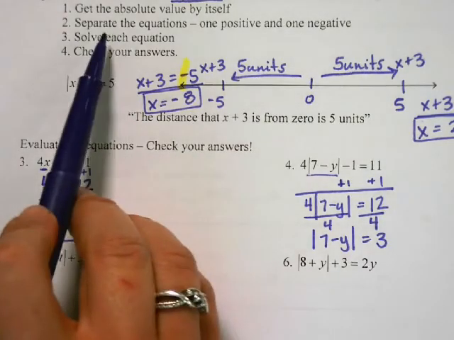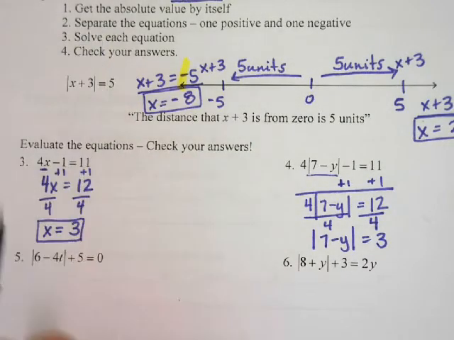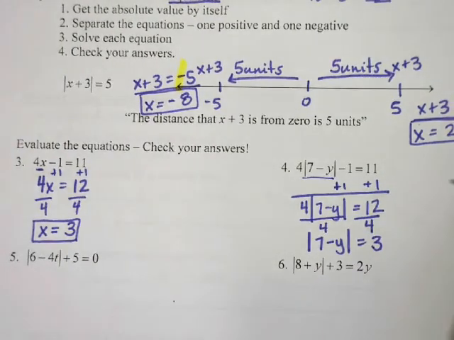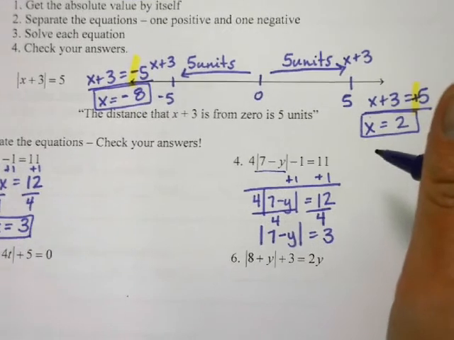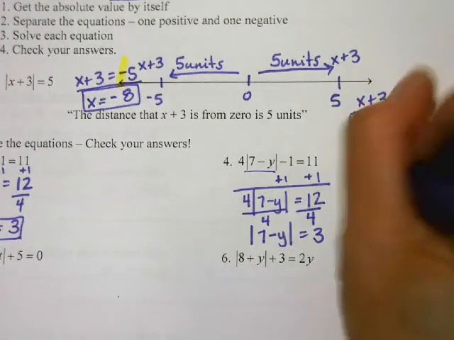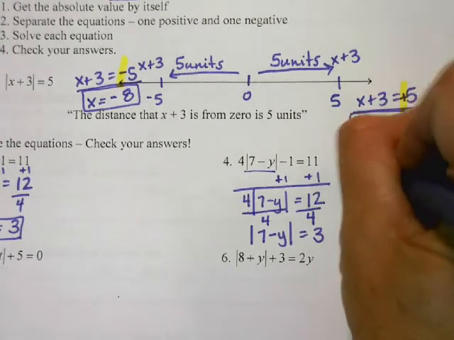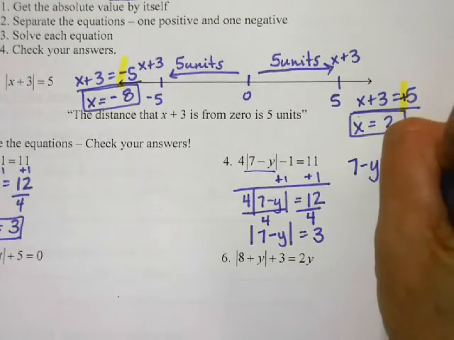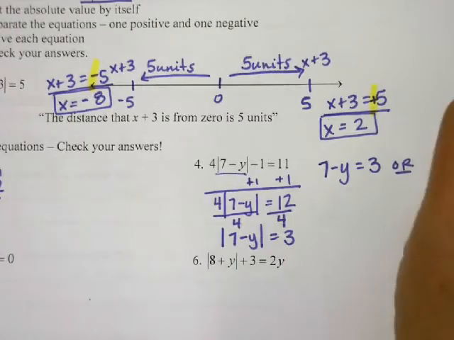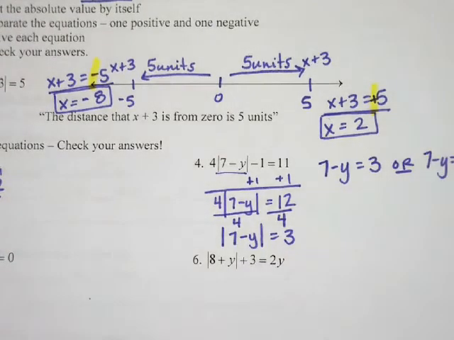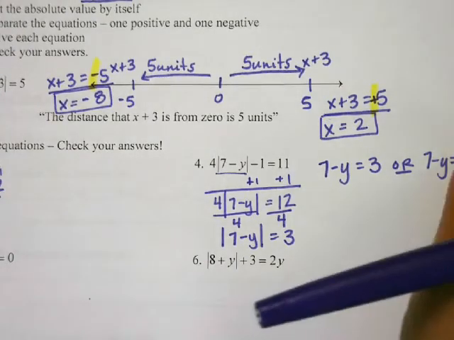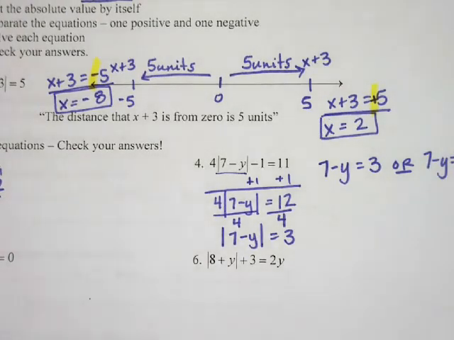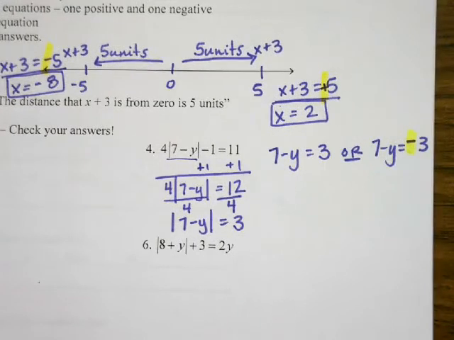Okay, so step number 2 says separate the equation, 1 positive and 1 negative. The guy inside the absolute value doesn't change. 7 minus y is equal to a 3. You drop your absolute value bars. Or 7 minus y is equal to a negative 3. Make sure you flip the sign.